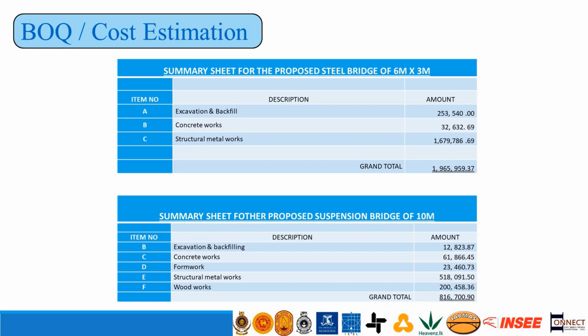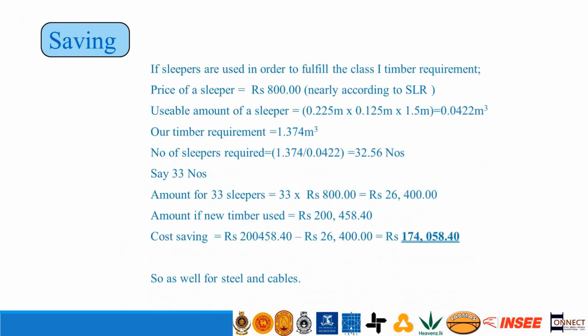For example, if we fulfill our class 1 timber requirement from the market, it costs 200,000, and if we use sleepers for the same purpose, it costs only 26,000. This makes a saving of nearly 7/8 of the cost.